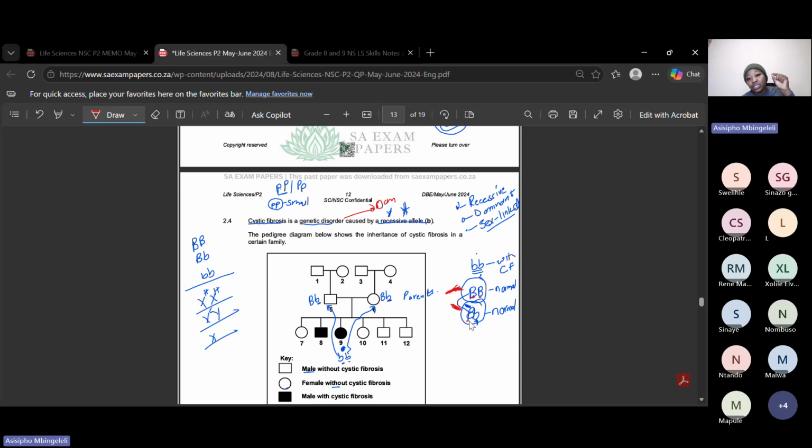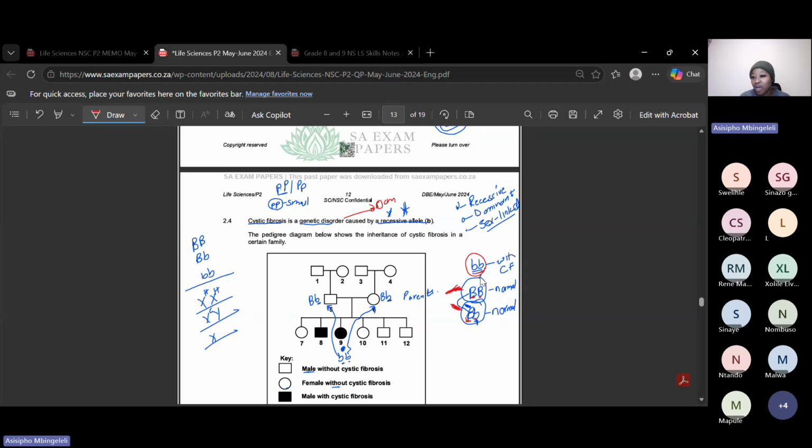The cystic fibrosis allele will be dominant over the normal allele. It's the opposite now. An individual who does not have the condition will be the recessive one. So I hope you can see that it's important that we understand. I just don't have time, but I wish I could.